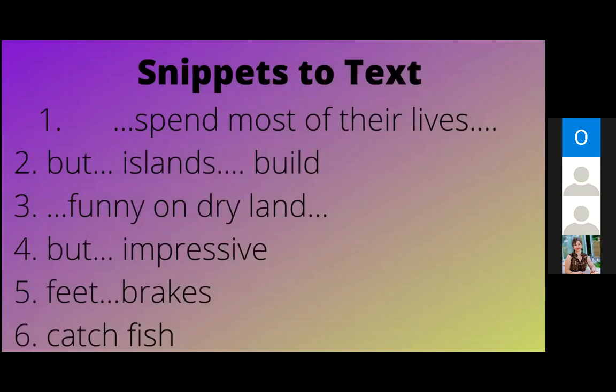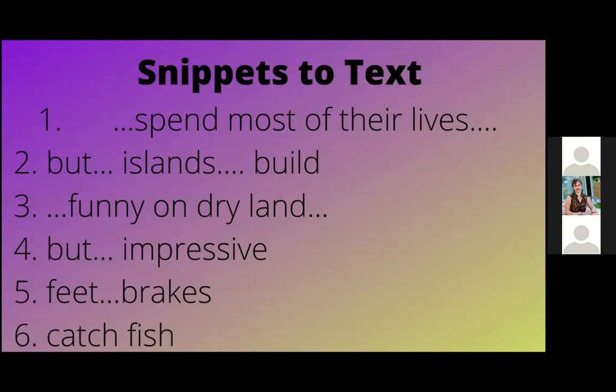My favorite one is snippets to text. So I've picked a couple of phrases and ideas and maybe concepts from the listening script. So spend most of their lives, but islands built, funny on dry land, but impressive, feed breaks, catch fish. So these are some things related to puffins in some way. Learners get into groups and make a text, or come up with their own predictions on what is happening. So what puffins usually do, what they don't do, and so on.